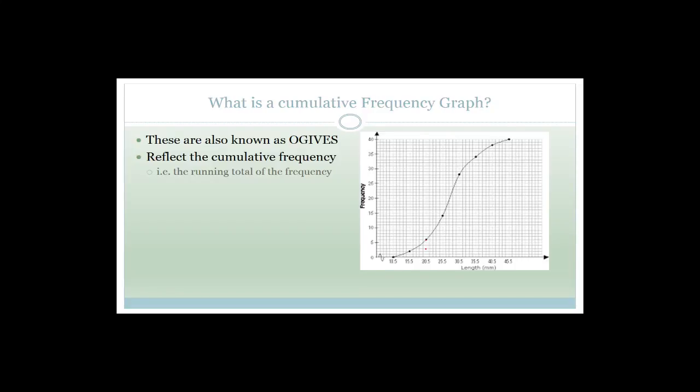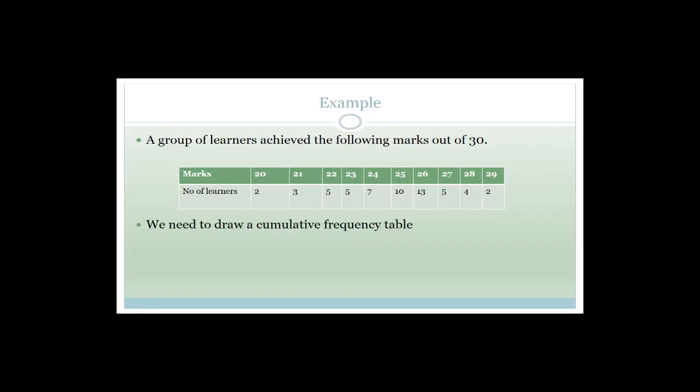Six things had a length of 21.5 and less. Do you understand what I'm saying? This is that 15 things had a length of 26.5 millimeters and below. So this counts up the number of things that are included in that height, length, and below it. Okay, it's typically S-shaped. So let's have a look at an example.